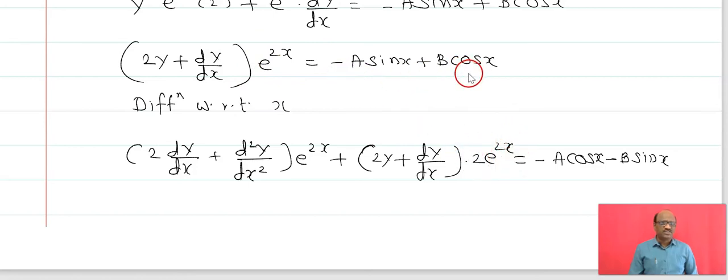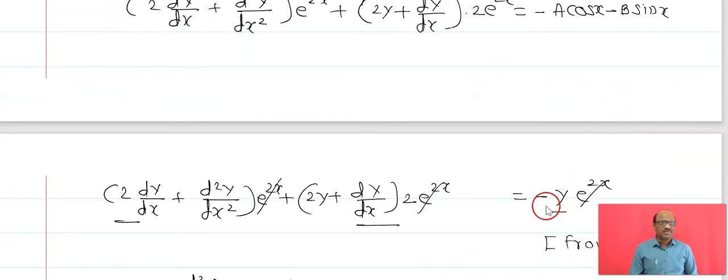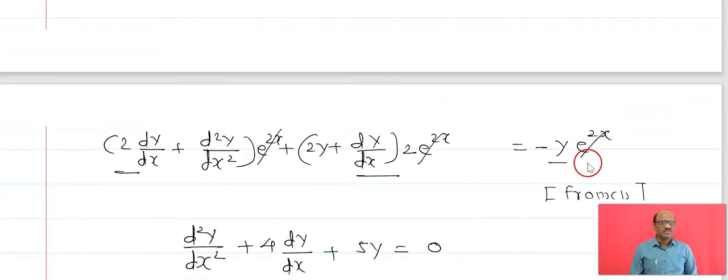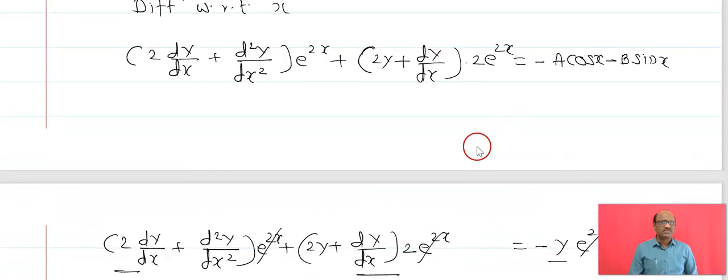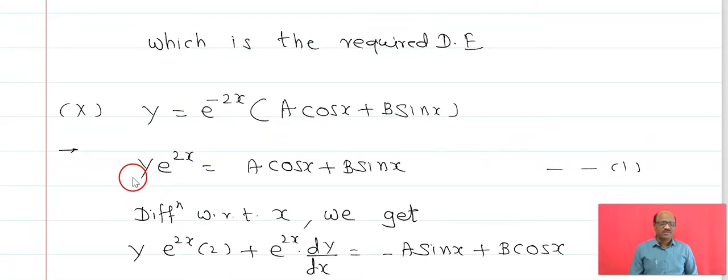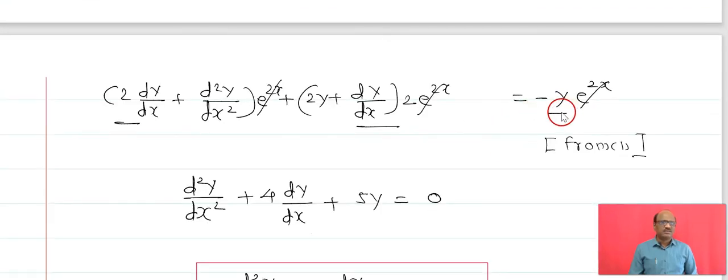Now again differentiate this. What is the derivative of sin x? It is cos x, and the derivative of cos x is minus sin x. Take the minus sign as common. Then you will get the value a cos x minus b sin x... the value is y into e raised to 2x. This is the value a cos x plus b sin x, and its value is y into e raised to 2x.